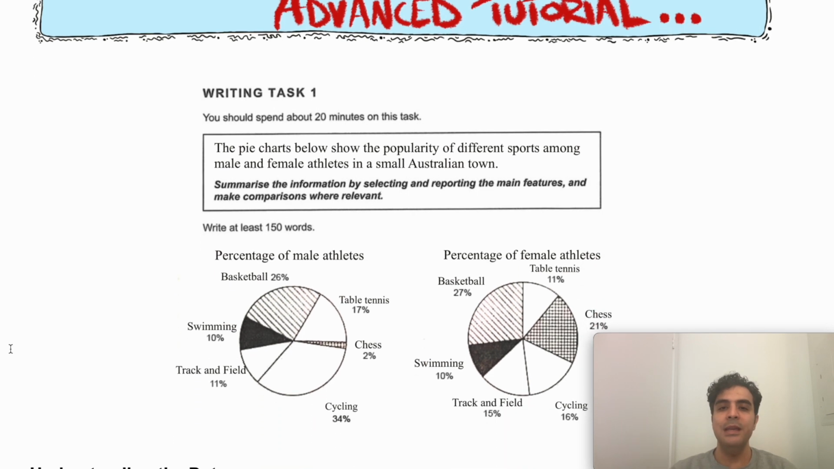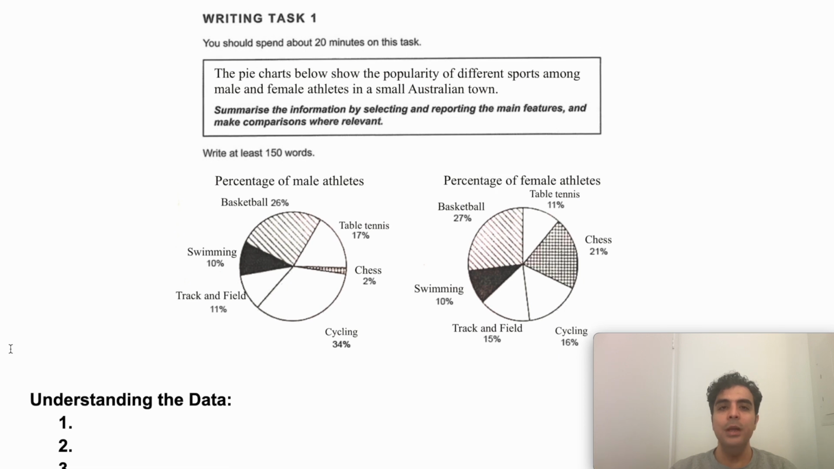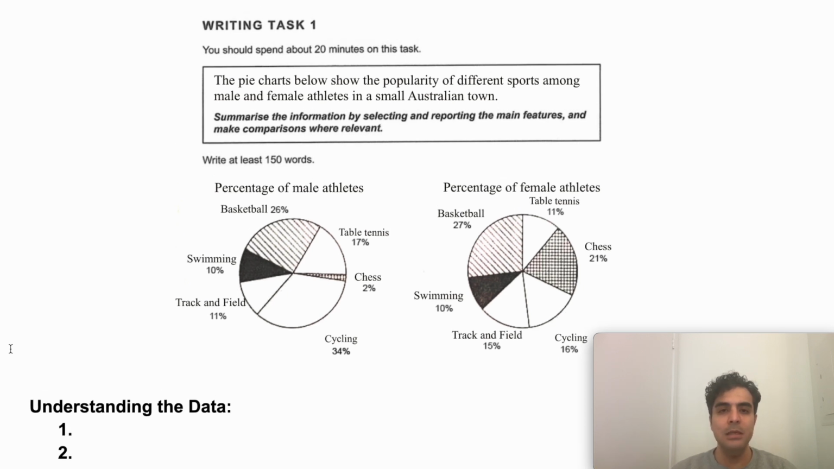Let's begin with an example. So let's say we are on the test and this is the chart that we've been given. Now, we've previously seen this example. We have two pie charts. The question reads, the pie charts below show the popularity of different sports among male and female athletes in a small Australian town. We have two pie charts, and we're going to have to write a response of 150 to 200 words for this chart.